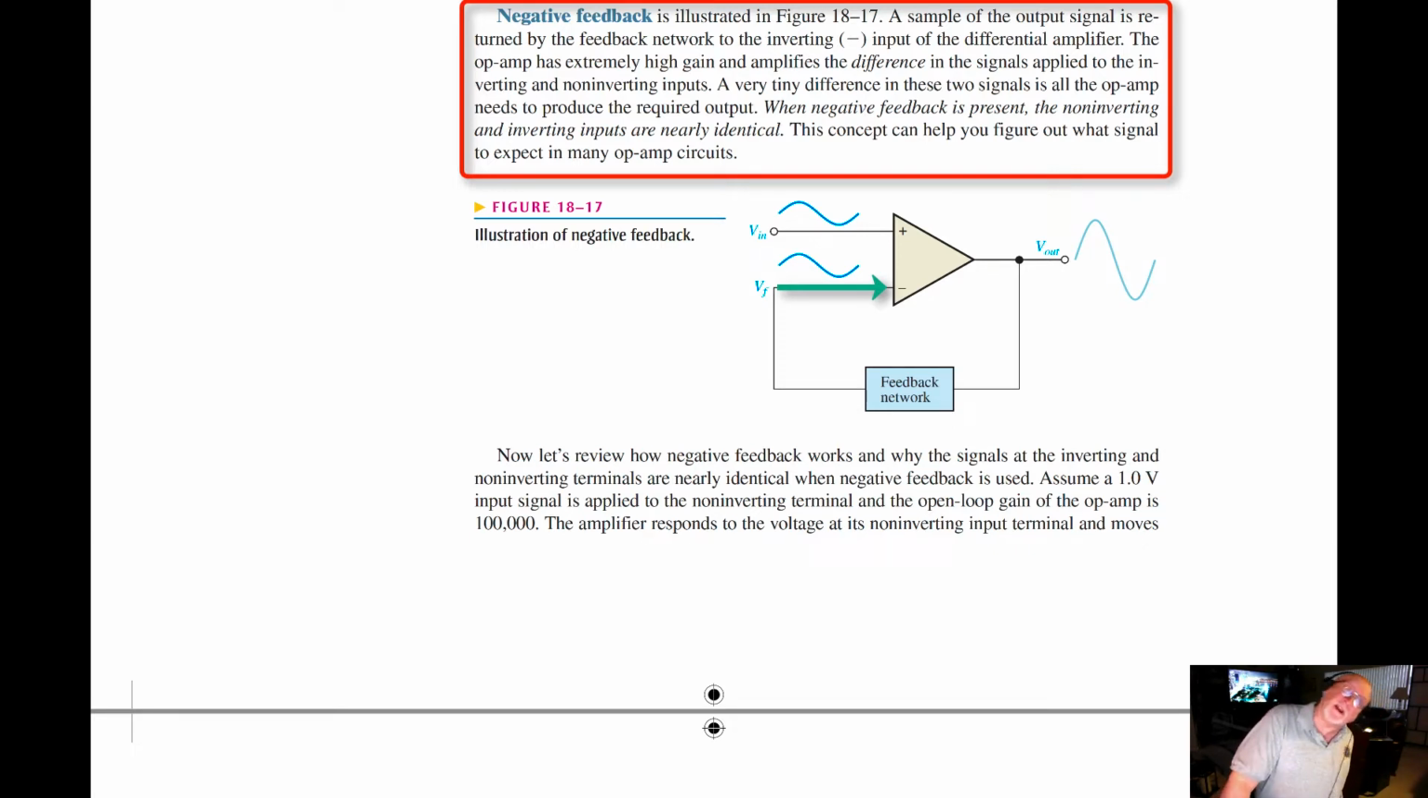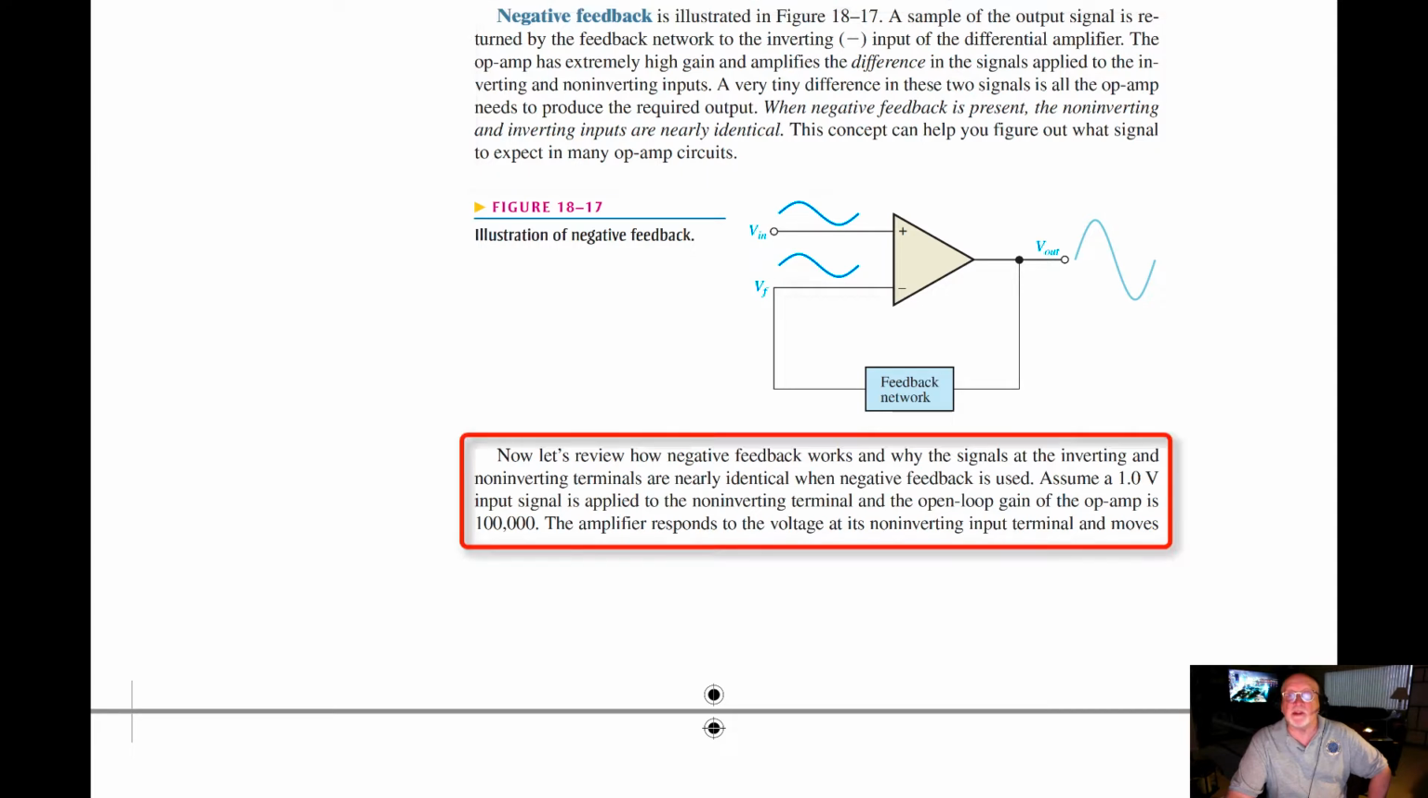When negative feedback is present, the non-inverting and inverting inputs are nearly identical. This concept can help you figure out what signal to expect in many op amp circuits. So take a look at the circuit there, and you can see what's going on as far as the feedback. So we can review how negative feedback works and why the inputs at the inverting and non-inverting terminals are nearly identical when negative feedback is used.